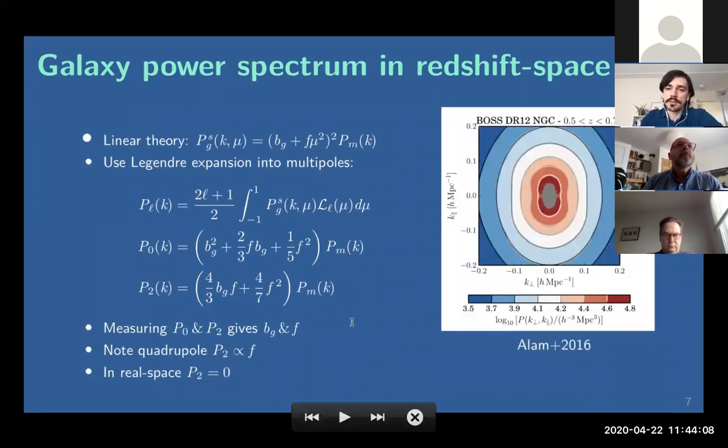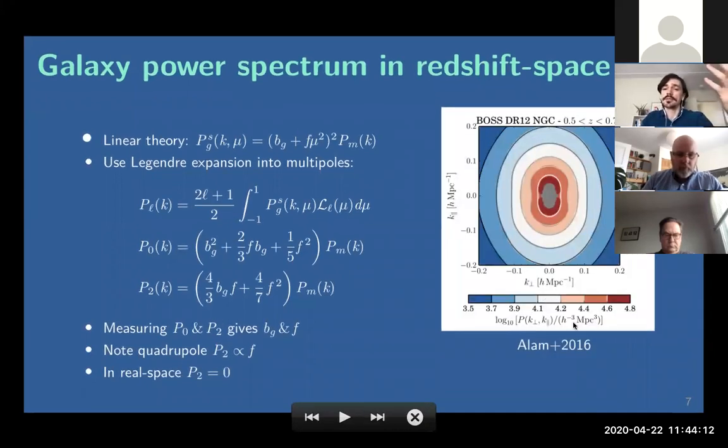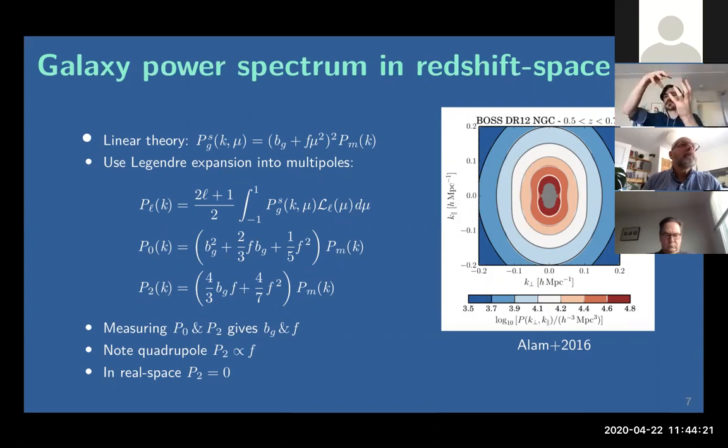I was showing you these plots, these are like mocks, but this is really what the BOSS survey is measuring for the 2D power spectrum. So these are the real observations coming from galaxies. So you see that the power spectrum is not circular, it's more extended along the radial direction.